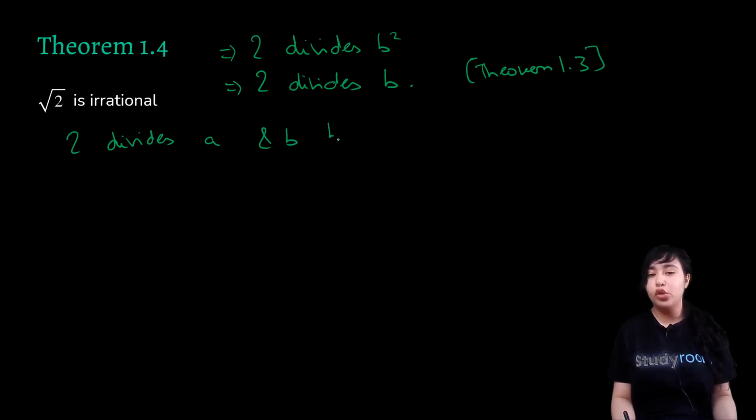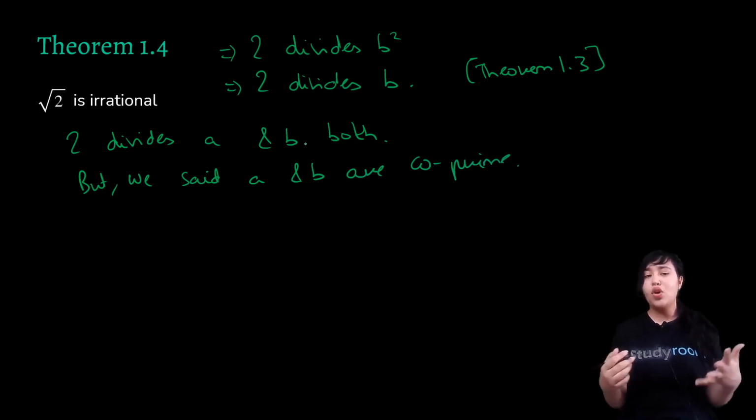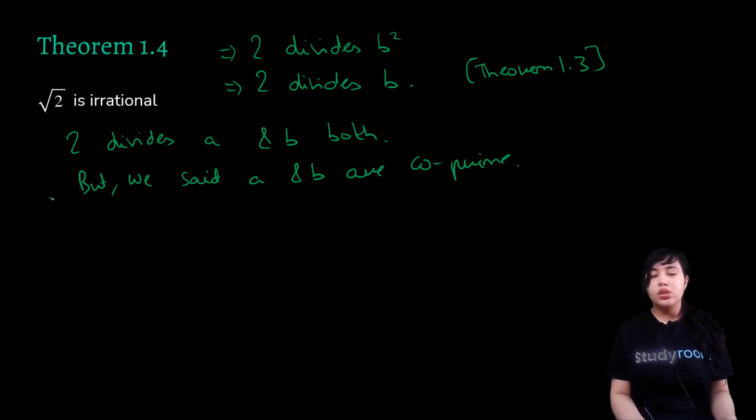and b both, but we said a and b are co-prime. You remember that assumption that they do not have any common factor other than 1, but there is a common factor 2. So this is contradictory.